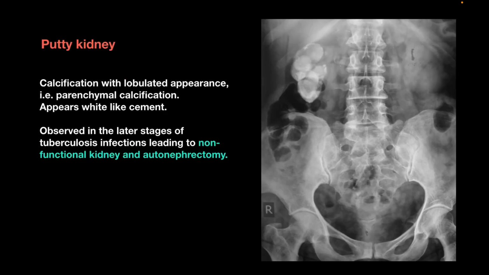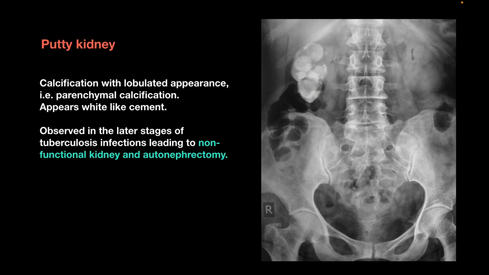Now let's talk about the putty kidney. So what is putty kidney? Putty kidney refers to a pattern of renal calcification associated with renal tuberculosis. The calcification can be large, rounded, oval, or dense, or very homogeneous or ground glass like, representing calcified caseous tissue with dilated calyces. This condition is due to superimposition of ureteric obstruction on renal parenchymal tuberculosis.